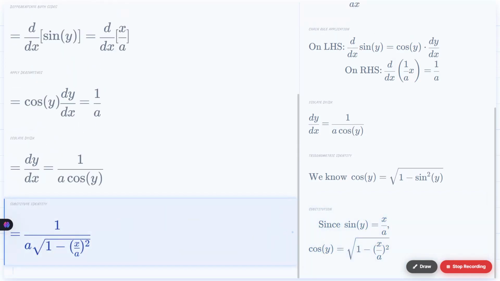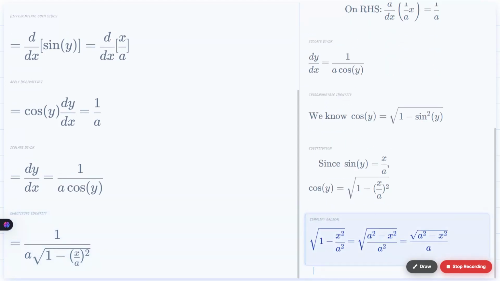We write the expression as 1 divided by a times the square root of 1 minus the quantity x divided by a squared. We do this to show the new version of the equation. This is the result of our substitution. We simplify the part inside the square root to get the square root of a squared minus x squared divided by a squared. We do this to make the math cleaner. We find a common denominator to combine the terms.